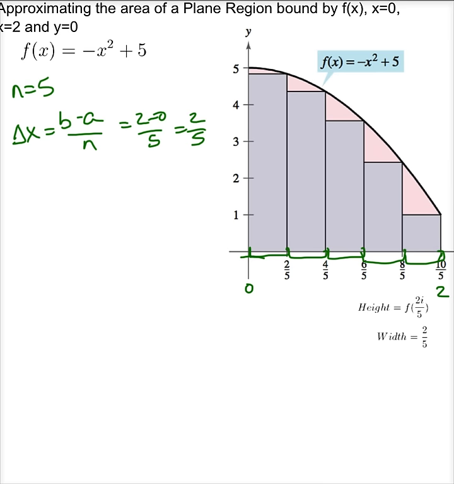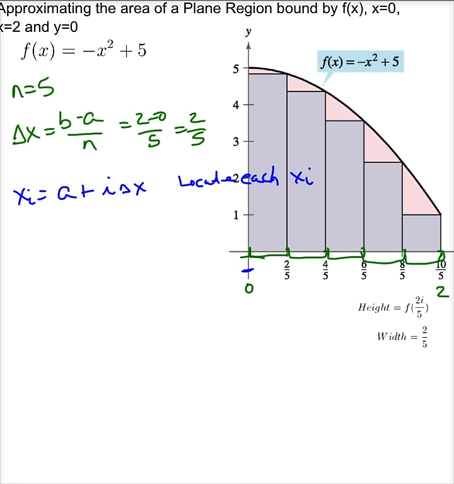Now, where is each rectangle located? Well, x of i is going to be, we have to look at where we start. So that's going to be a plus. Now, if I'm over 1, it's going to be at 1 times 2/5. If I'm over 2, it's going to be 2 times 2/5. So it's over at i delta x. So this is how we locate each x of i.